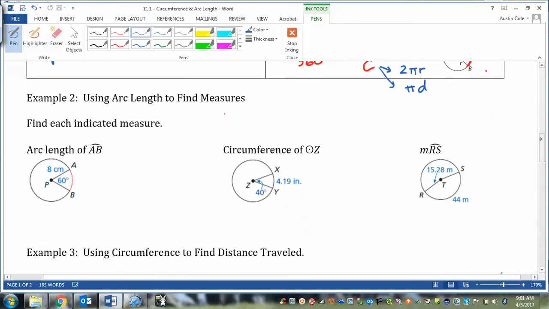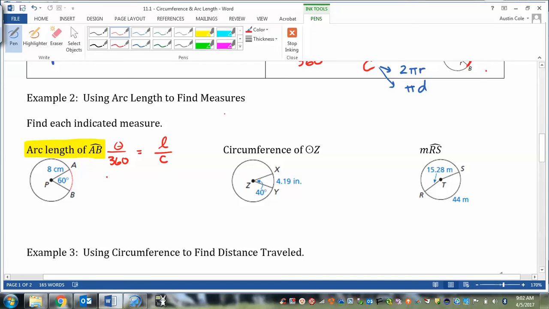Okay, so again, every single one of these, we're going to start with our formula. We don't have a lot of room here, guys, so you might need to write small. Theta over 360 equals my arc length over my circumference. All right, and this problem is asking us to find the arc length of arc AB. So we want this red part of the circle. Well, what do we know? We know theta is how much? 60. And we know my radius is 8.